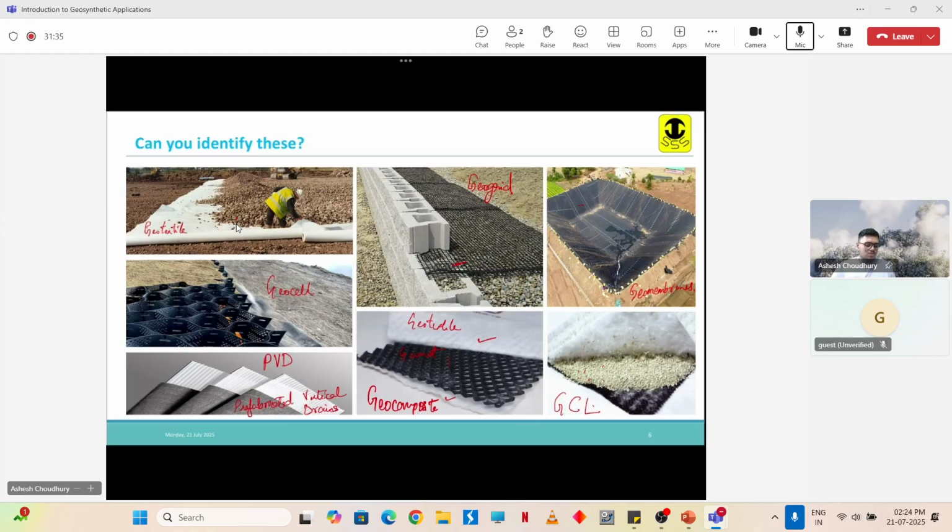And this also acts as a liner. So these are some of the main basic types of geosynthetics, and we will be discussing more about them as we progress through the course.